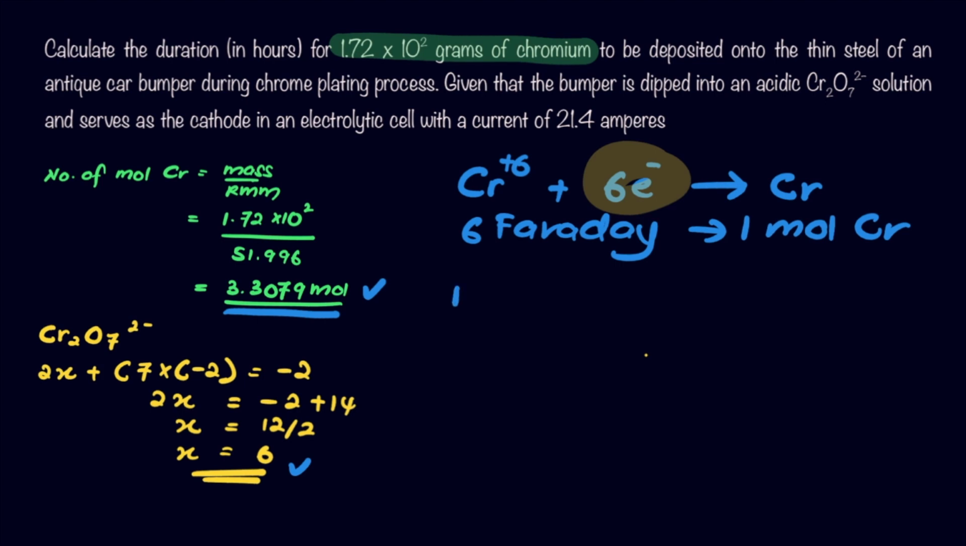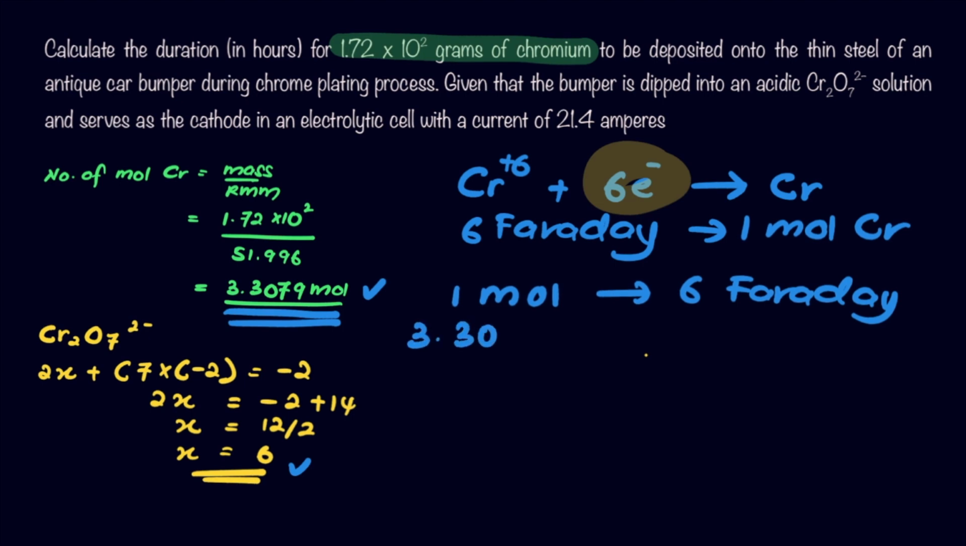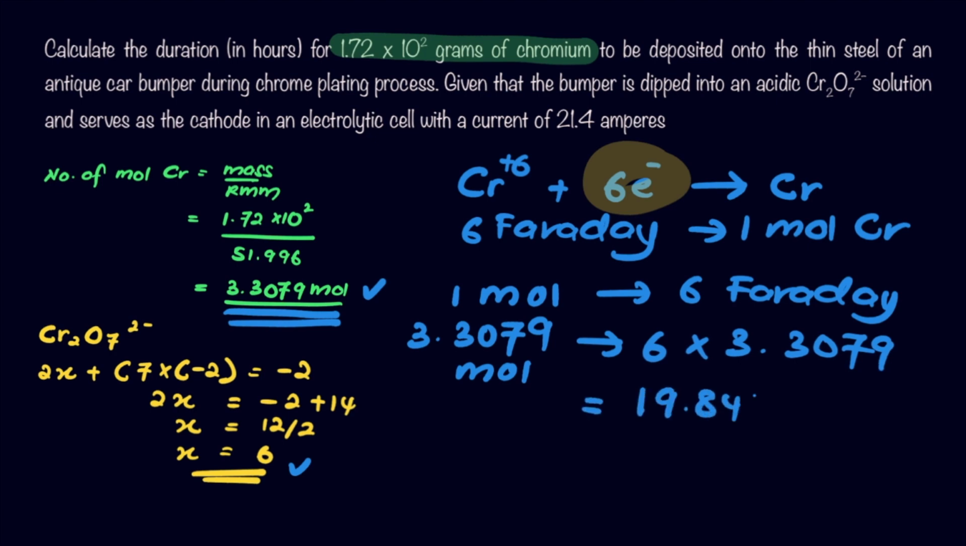So 1 mole, 6 Faraday. We have this much mole, 3.3079 mole. So it's going to be 6 times 3.3079. Hence, you will get 19.8474 Faraday.